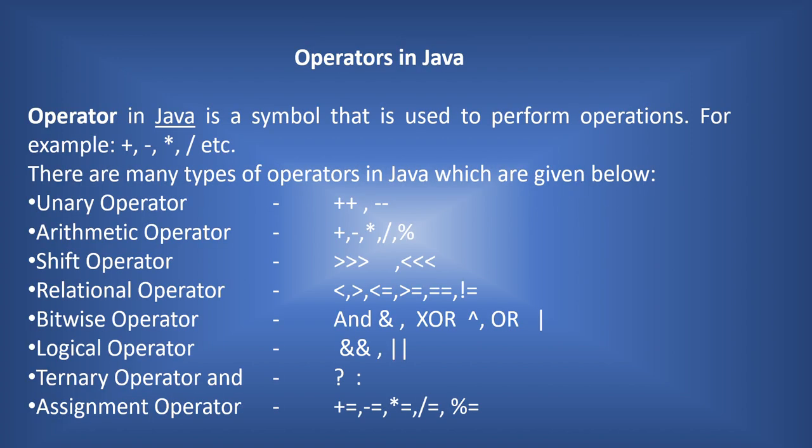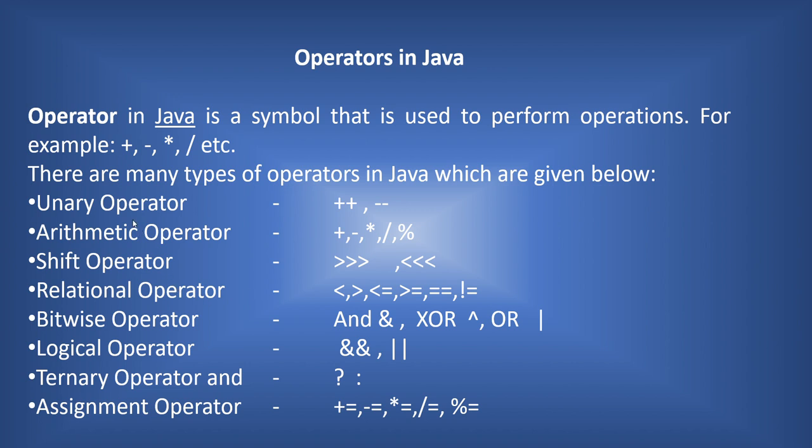Then operators in Java. Operators are symbols used for performing operations like addition, subtraction, multiplication, division, and other basic arithmetic operations.